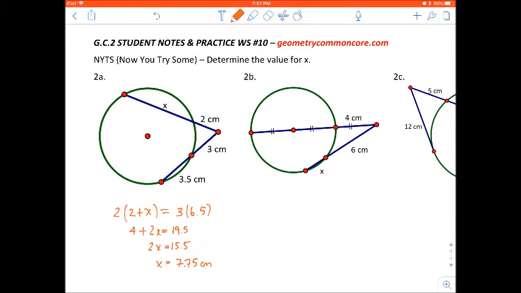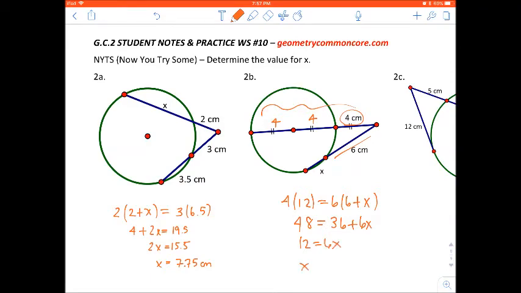Looking at example B, we have another secant-secant relationship, and here, just keep track of all the parts. So we have the outside part 4 times the whole, which is 12, equals 6, the outside part of the other secant segment, times the whole, which will be 6 plus x. If we go ahead and clean this up some, we get 48 equals 36 plus 6x. Subtract 36 from both sides, we get 12 equals 6x. Divide by 6, and we get x equals 2 centimeters.